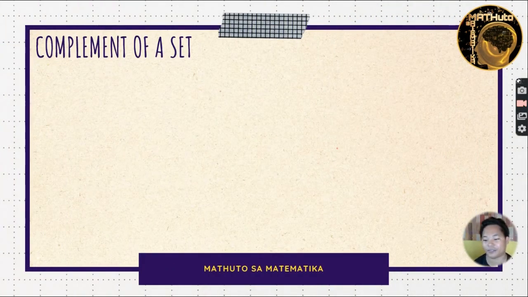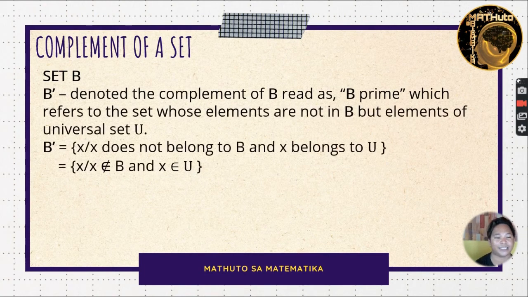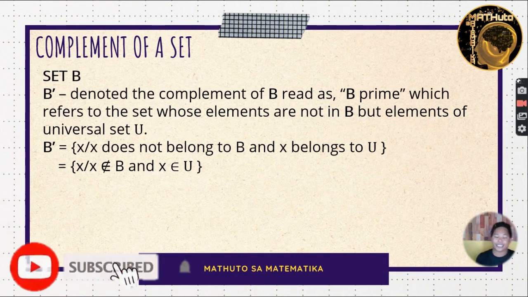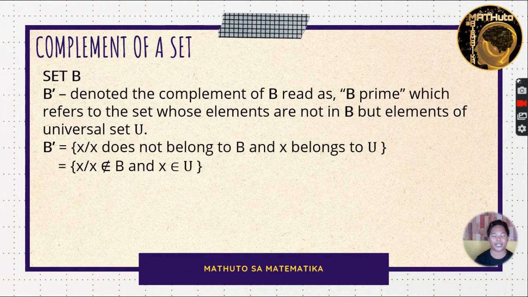So let's have the complement of a set po. Set B, we denote complement using an apostrophe after the set po. Denoted the complement of B, read as B prime, which refers to the set whose elements are not in B but elements of the universal set U. So ito naman yung ating mga elements na wala sa set B na meron sa ating universal set po. Or in rule method, X such that X does not belong to B and X belongs to U.